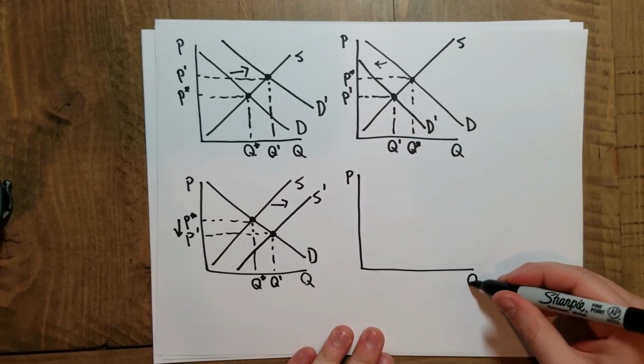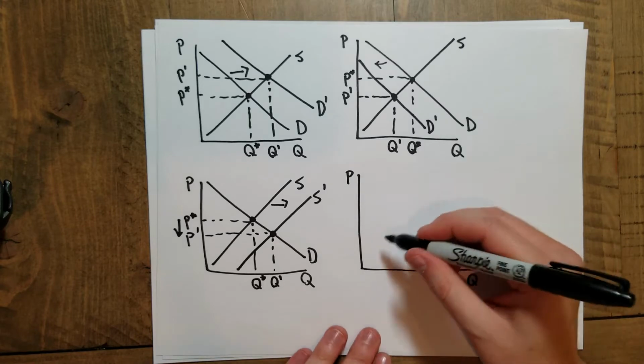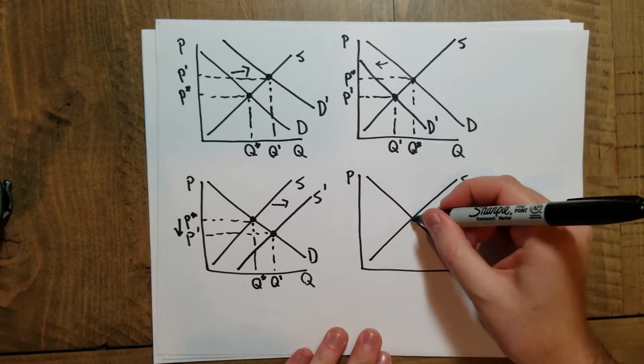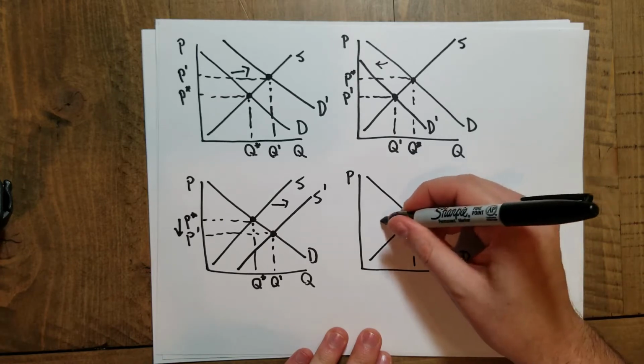Makes sense to me. One last direction we have to do. We're going to have a shift in supply to the left. P up there, Q down there. Supply, demand, starting equilibrium price and quantity.